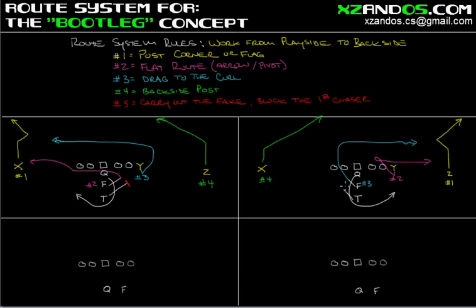And then the tailback is still number 5. Oh, and I did not put number 5 over here, so let's go ahead and do that. Number 5. And over here he stays number 5 because he is the person who is going to carry out the fake, and then he is going to block the first chaser, like so. So as you can see, with this rule system, it's really nice. Again, it's going to take a little bit of coaching because all the players need to know what the rules are and they need to know what number they are, but it stays consistent and it's a nice way to run a bootleg. Let's go down here.